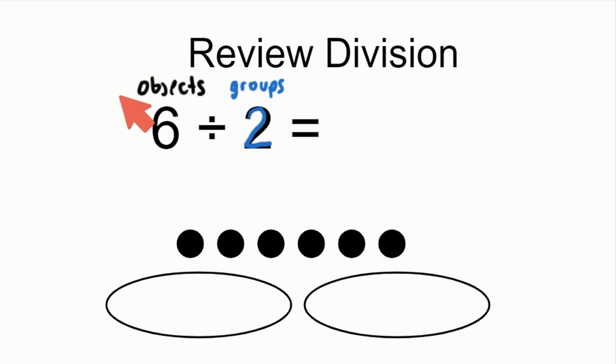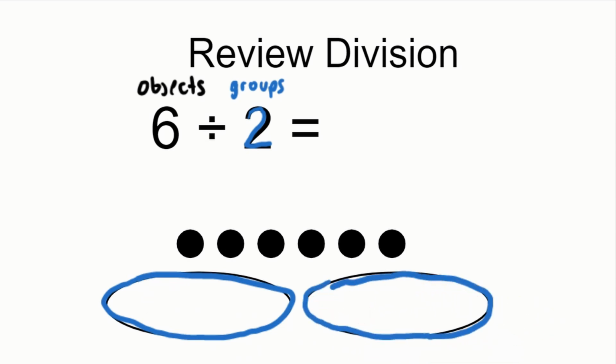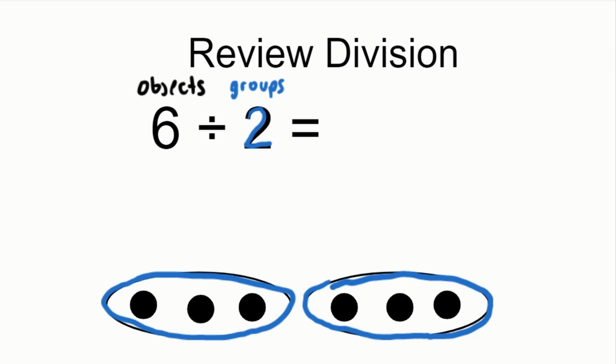Here we have our 6 objects, our 6 dots, and we're going to equally sort them into 2 groups. Here are our 2 groups. Here's group 1 and group 2. Now let's go and evenly split up these objects so that each group gets an even amount. What's the answer to this division problem?